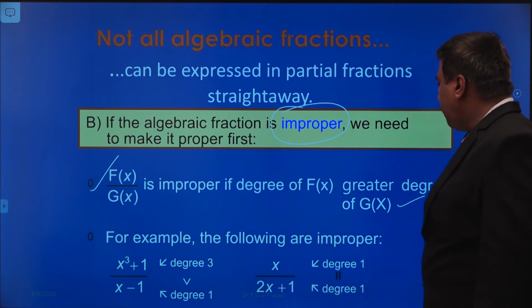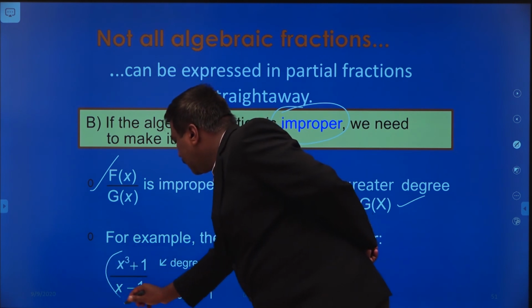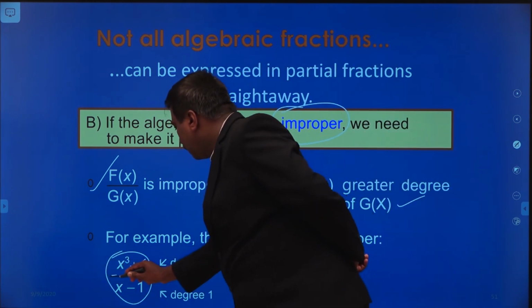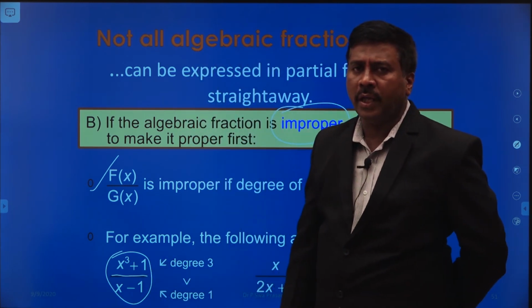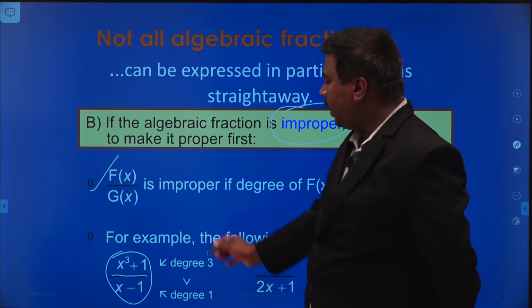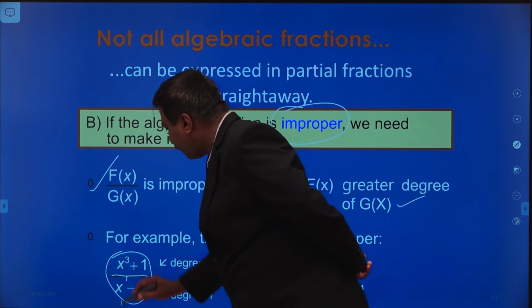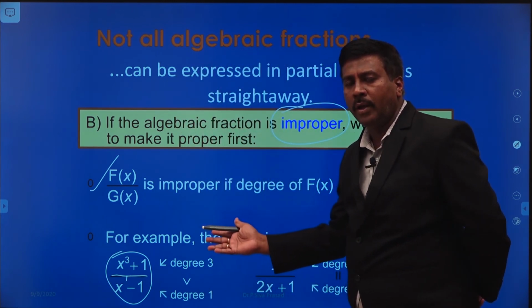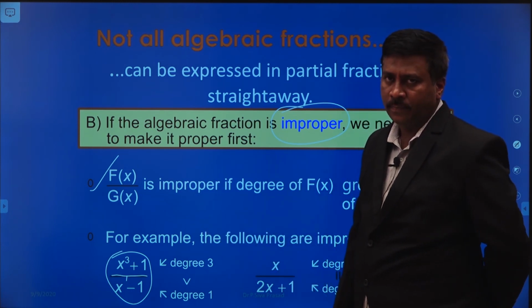Now, for example, the following are improper fractions. Please all of you observe this. This is x cube plus 1 by x minus 1. In that fraction, the highest degree in the numerator is 3, and in the denominator the highest degree is 1, because here x power is 1. The numerator power is greater than that of the denominator, so the problem comes under the category of improper fractions.